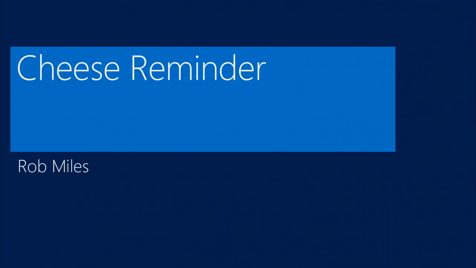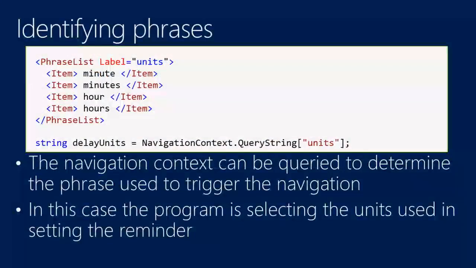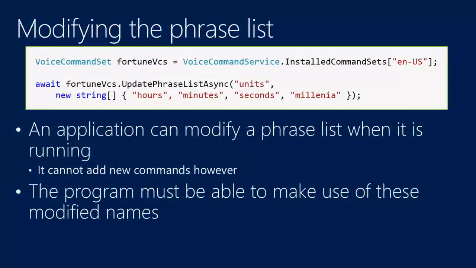And there's a lot of potential here, and it gets even better. Like we're looking at here, I have a bunch of phrase values. I effectively query the navigation context to give it the units. That gives me a string. And then I've got a little bit of a switch statement that effectively acts on that string to decide what to do. If you want to, you can modify the phrase list on the fly in your programs.